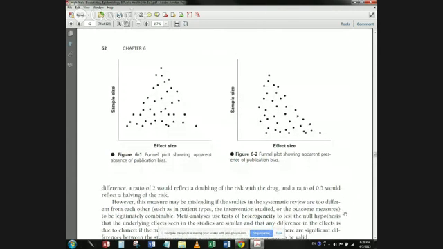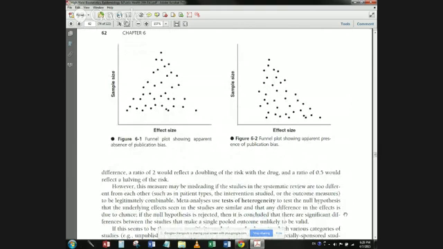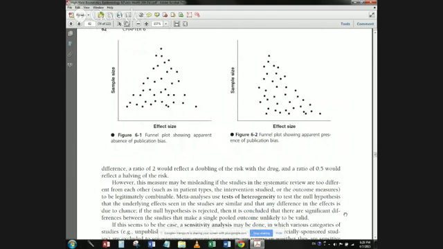However, this measure may be misleading if the studies in the systemic review are too different from each other, such as in patient types, the intervention studied, or the outcome measures, to be legitimately combinable. Meta-analysis uses tests of heterogeneity to test the null hypothesis that the underlying effects seen in the studies are similar and that any difference in the effects is due to chance. If the null hypothesis is rejected, then it is concluded that there are significant differences between the studies that make a single pooled outcome unlikely to be valid.